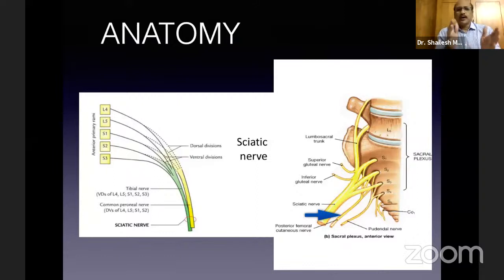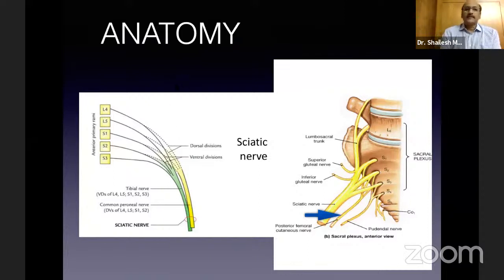So as I told you, for any surgery of the lower limb, if you want to do it only under a nerve block, then you have to give a lumbar plexus and a sacral plexus block. Lumbar plexus will block these three nerves: femoral, lateral femoral cutaneous, and obturator. And the sciatic nerve block should be at the highest level, where it comes out from the greater sciatic foramen. Otherwise, a lot of areas are spared.